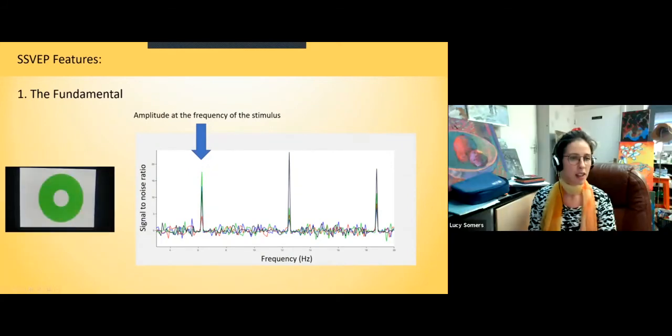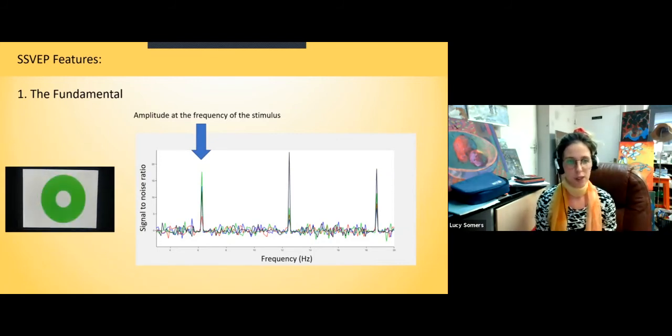Okay, there you go. So basically the stimulus is flashing fast, and the exact frequency that this is flashing is driving the amplitude at this frequency in the data. So thank you.